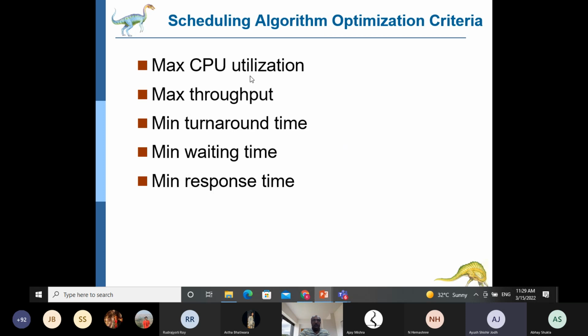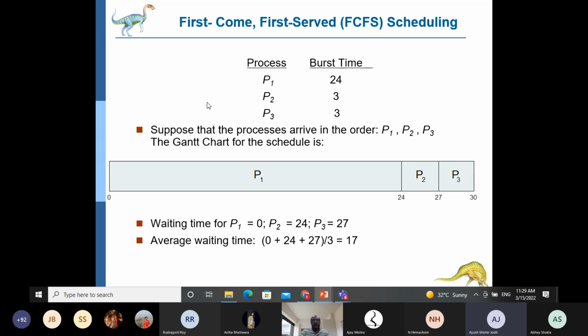And it's not that all the 5 parameters have to be optimized together. It cannot be. Depending on the application, we have to give different weightages to the different parameters. And now we'll start the various scheduling algorithms.